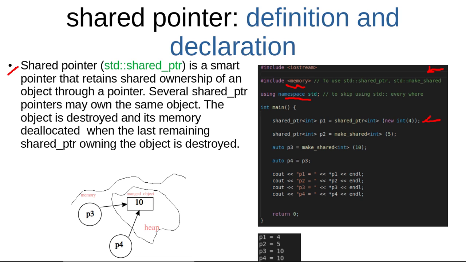This is how I declare a shared pointer. So I use this name shared pointer, and I have to provide it with the type. This pointer will point to an object of type integer in this case, and this is the name p1. And using the new keyword, you can create an object in the heap that's pointed to by p1. So in this case, p1 points to an object with the value 4.